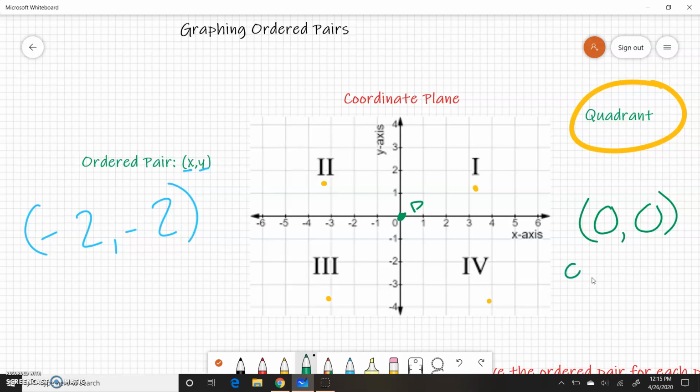And there's a name for it. It's called the origin. Now, the reason it's called the origin is because that's where everything starts. That's the origin of every point. You always start in the very middle when you start counting. So that very middle part of your coordinate plane is point 0, 0, and it's called the origin. So just keep that in mind.